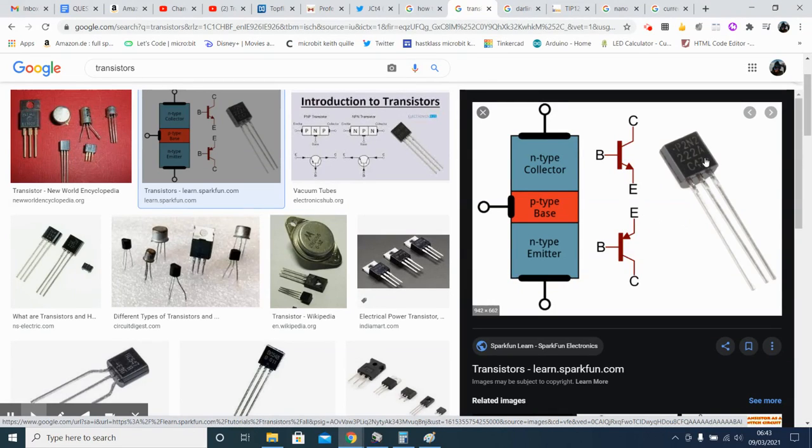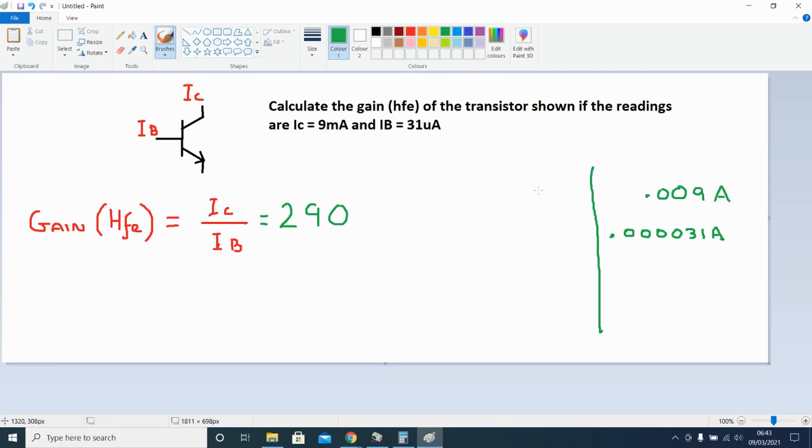Our transistor here, we know it does two things. We know it can act like a switch, and we know that it can also amplify current. Okay, so you may see a question like this in an exam, where IC is our current at the collector and IB is our current at the base.